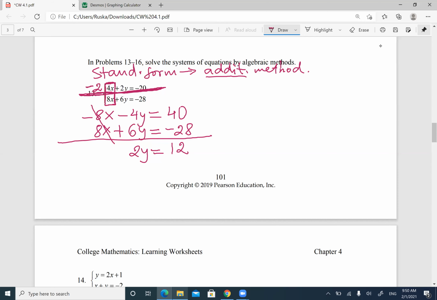You want to eliminate, you want to cancel x, so that way you have an equation only with y, and you can solve it, right? You get y by itself, you're going to divide by 2. So you're going to get y equals 6. That's why you cancel it, because you want to solve it. You want to get y by itself. You want to get what is the number for y, okay?